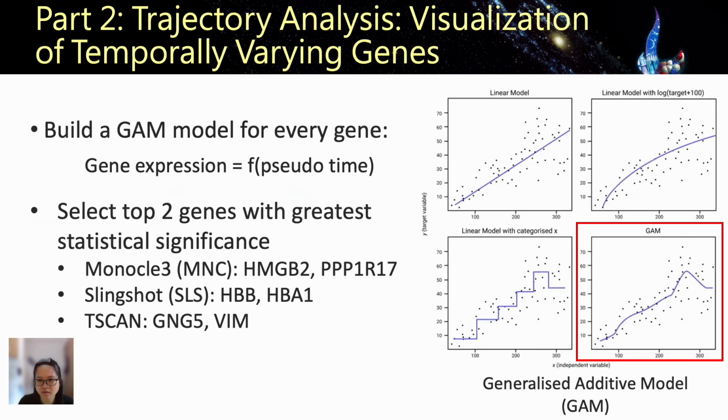To further investigate the performance difference, we look into the temporally varying genes. Specifically, we use a generalized additive model since it can model nonlinear relationships really well and figure out the most important variables. Therefore, we build a model for every gene expression versus the pseudotime. Then we select the top 2 genes for further visualization.